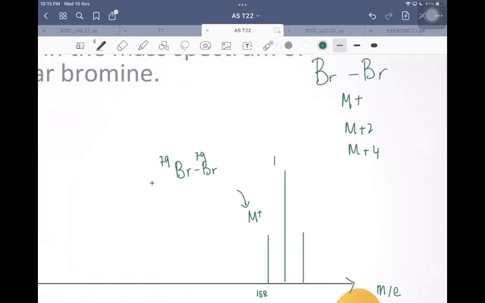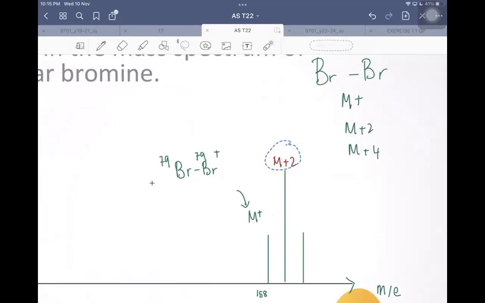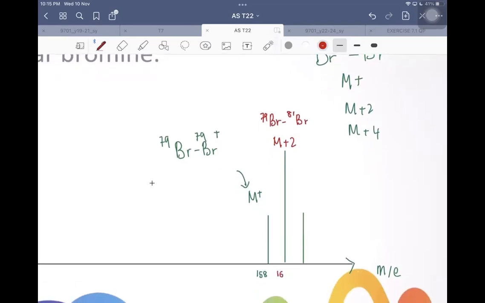Okay. Next is M+2, which is, sorry, forgot the plus sign. I'll use a different color now. It is now red. Okay. It is caused by 79 bromine and 81 bromine. So that would add up to 160. So you can see already, right? The difference in mass is 2 units.